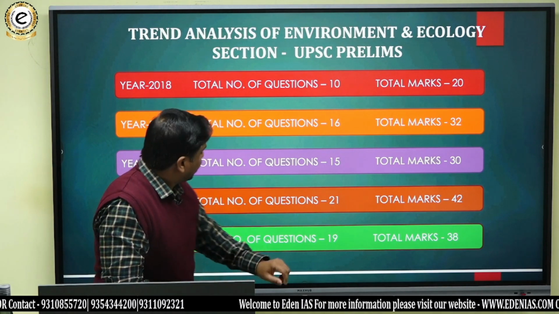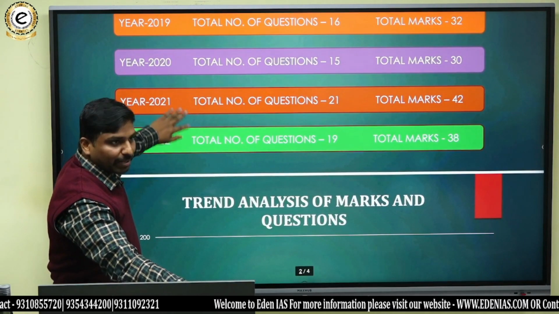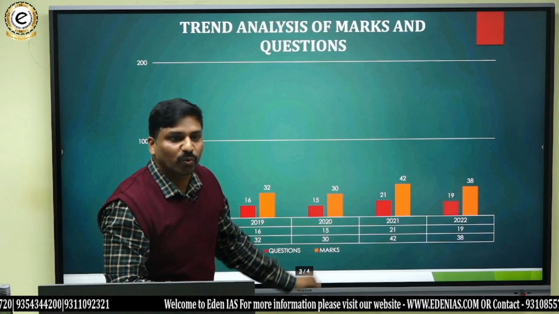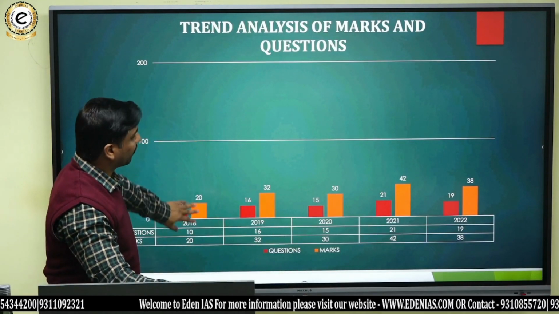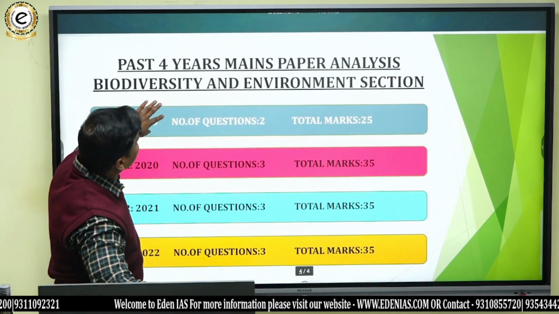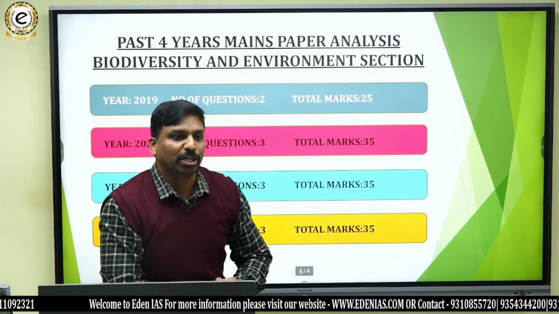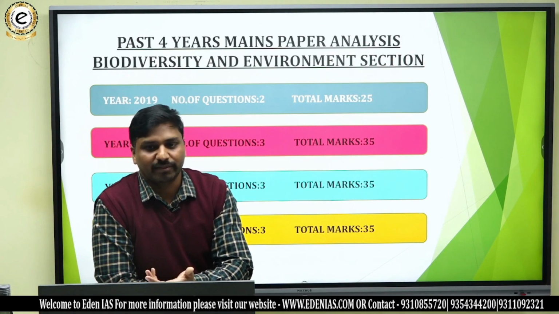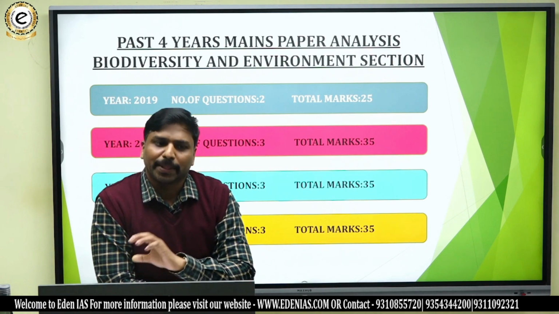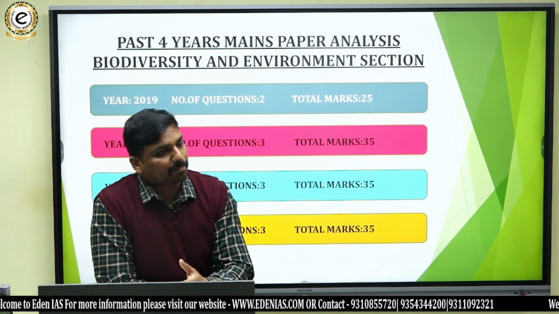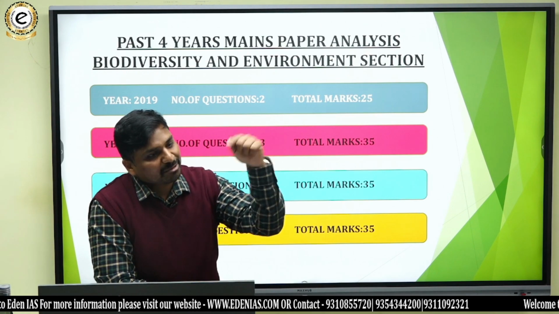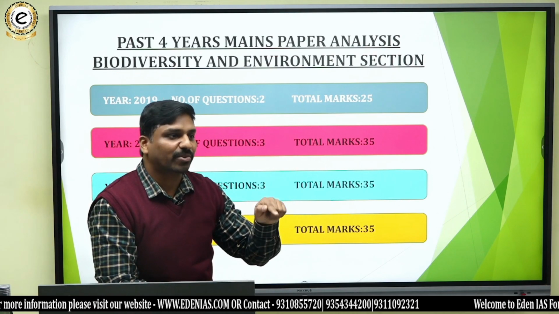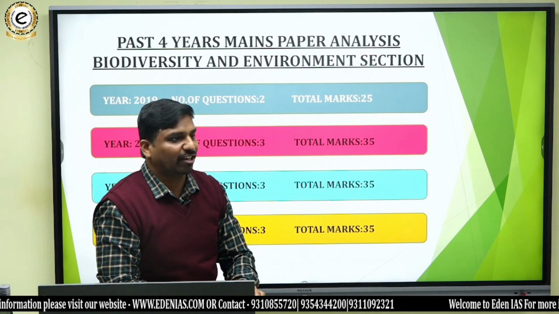Did you understand the importance from the prelims point of view? Graphically, the same thing has been represented here. This is how it has increased. And if you see in mains, it's not much focused in mains. Roughly, hardly 2 to 3 questions, amounting to 25 to 35 marks. Though it is not much important from the mains perspective, in order to write mains we should clear prelims. Without clearing prelims, how can we write mains? So from that point of view, we have to focus much on environment and ecology.